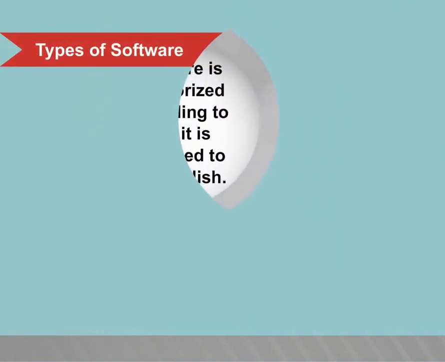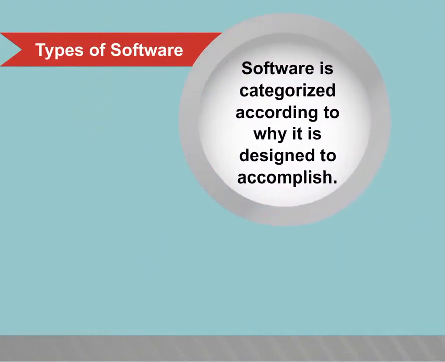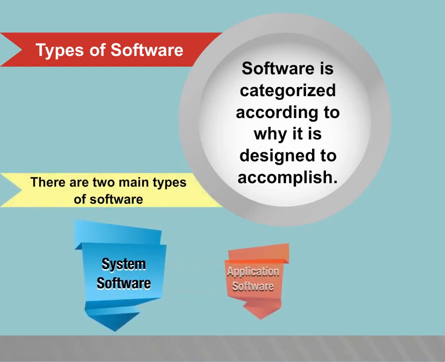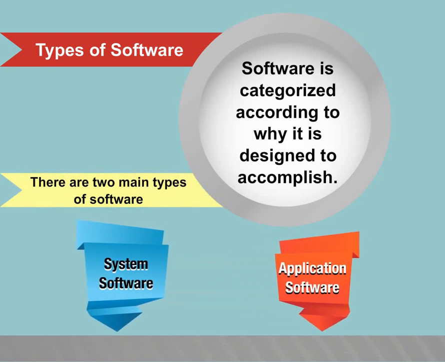Types of software. Software is categorized according to what it is designed to accomplish. There are two main types of software: system software and application software.